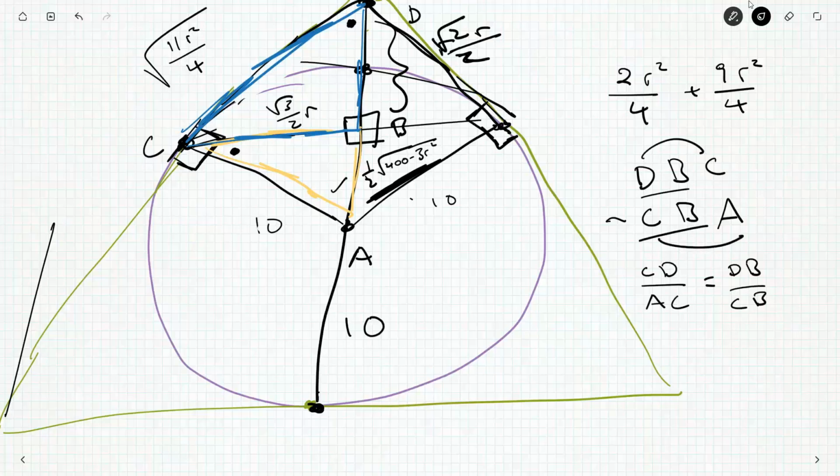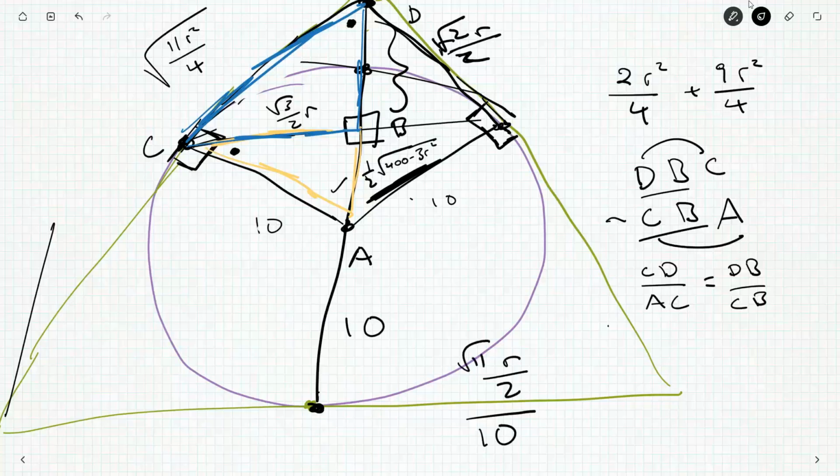Okay, and this should get r just from 10. Yeah. So AC is 10. So we'll have 10 is to root 11 r over 2. And that's got to be the same thing as root 2r over 2 over root 3r over 2. And what can we do here? So that's root 11r over 20.